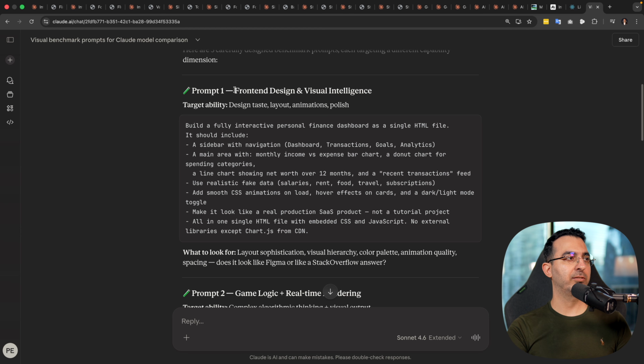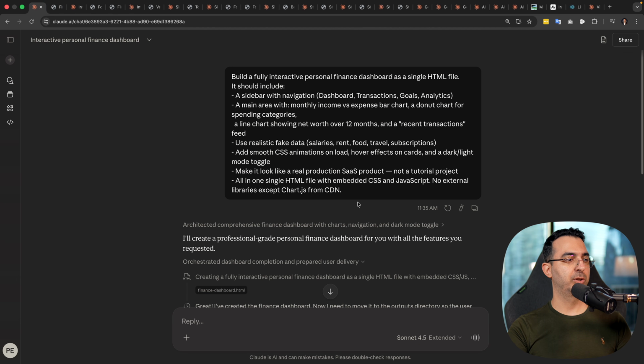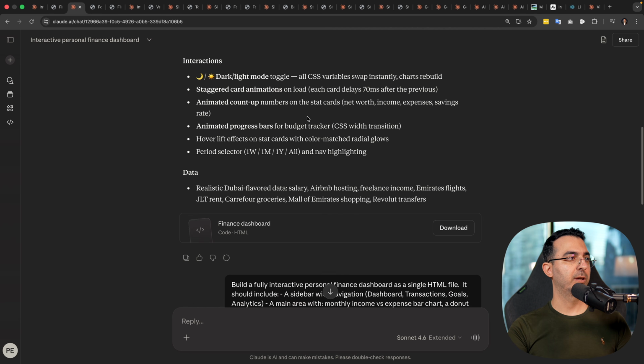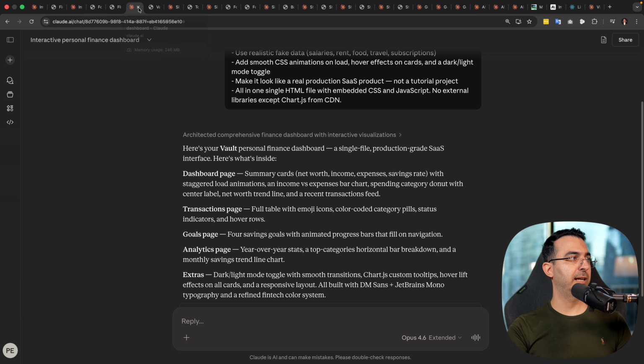The first project that we have is front-end design and visual intelligence. Here we are targeting the abilities of design taste, layout, animations, and polish. So we should look out for layout sophistication, visual hierarchy, color palettes, animation quality, spacing, and so on. Here I shared the same prompt to Sonnet 4.5, and again the same exact prompt to Sonnet 4.6, and again the same prompt to Opus 4.6. And here are the results.